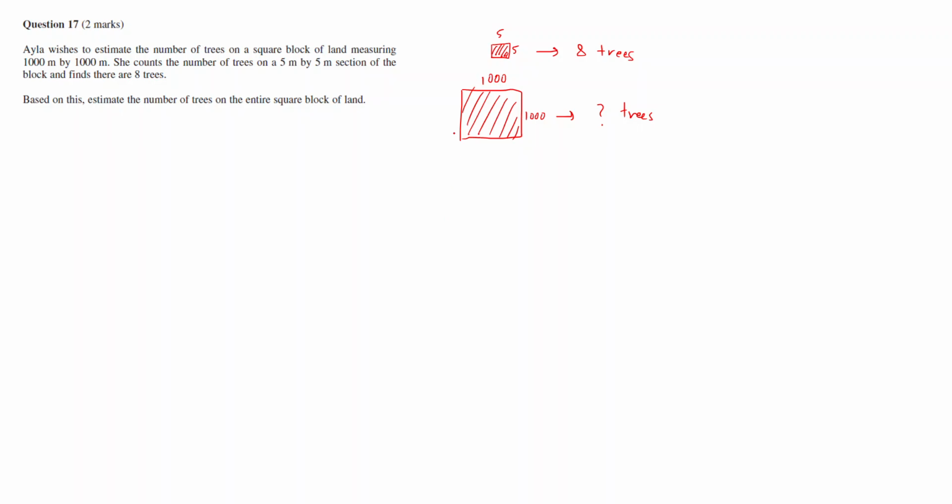So this area of a square is 5 times 5 is 25 meters square. So 25 meters square has 8 trees. So let's make it even more simpler. What is per meter square, how many trees? So per meter square would be, you divide it by 25. So per meter square would be 8 over 25 trees.